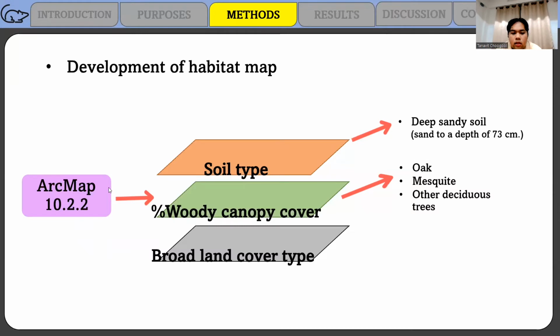The next variable is soil type. The soil type used in this seminar, they selected the deep sandy soil, defined as a fine sand with a depth of 73 centimeters.